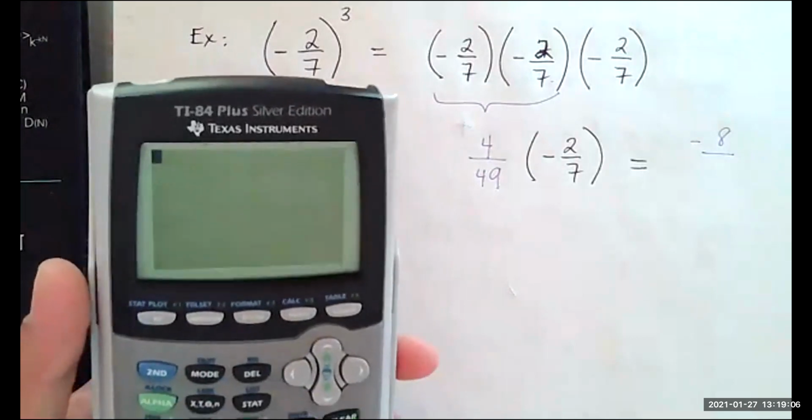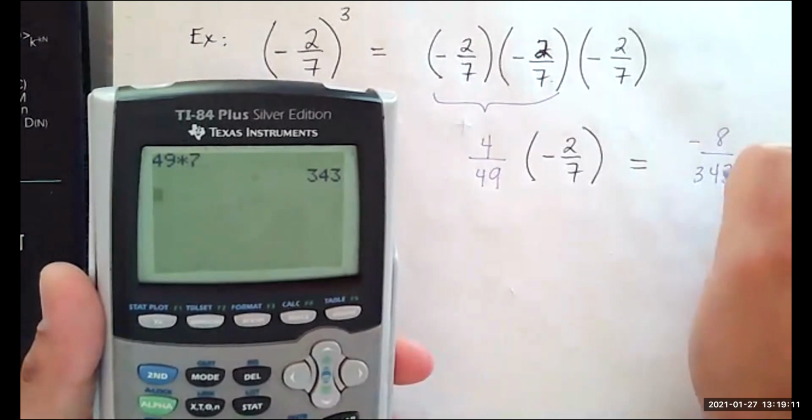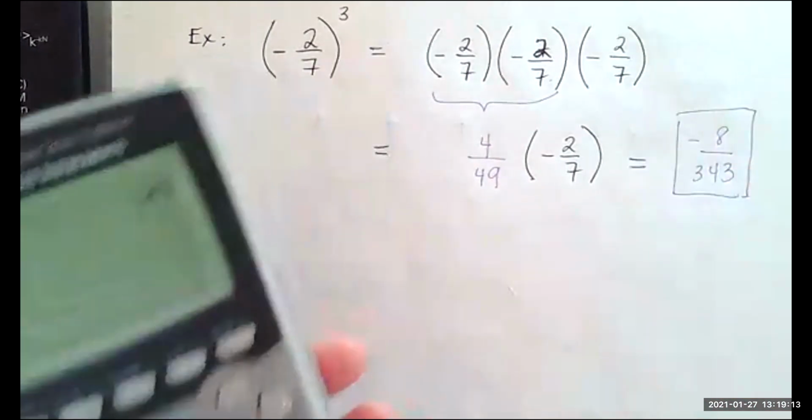So I'll just grab my calculator for that. 49 times 7. 343, and I'll call that a day. Does anybody have any questions about this one?